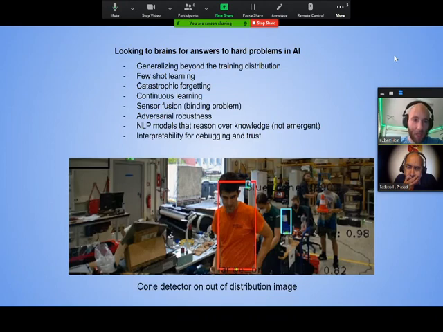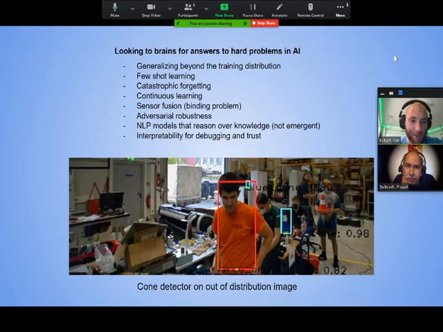Generalizing beyond the training distribution, few-shot learning, catastrophic forgetting, continuous learning, sensor fusion. I've worked on this one for GFR because we had a LiDAR and a camera. How do you make a neural network architecture that can actually do better than either of them independently can? And Tesla, with their AI stack for self-driving, has actually even just given up on this. They've gone full RGB recently. I don't think Anant's in here, but shout out to Anant.